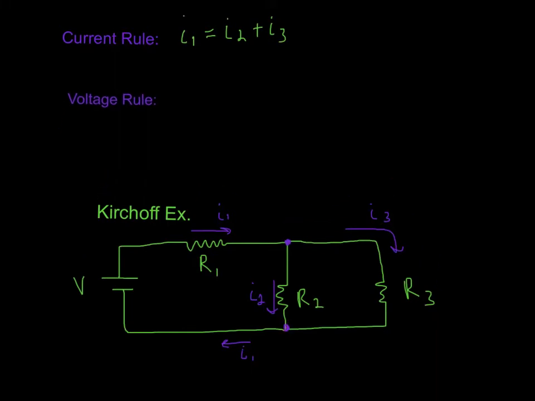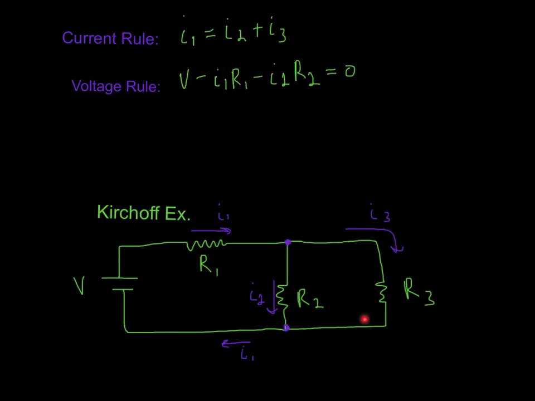Let's go to voltage loop rules, and let's start with this loop right here. I like to start at the battery if we can, and I can think of it as starting to drop voltage as I go with the current back to 0. So what we have is V minus I1 R1 minus I2 R2 equals 0. Okay, let's go to this one over here. This is kind of a funky one.